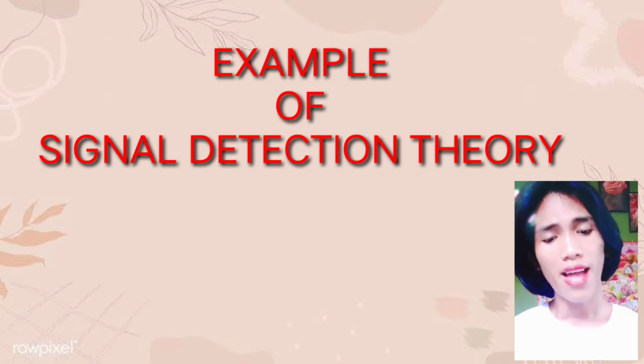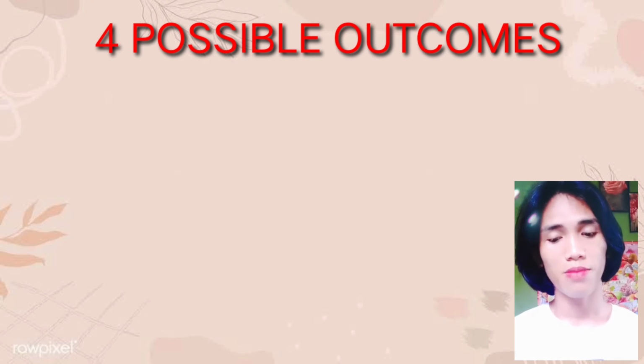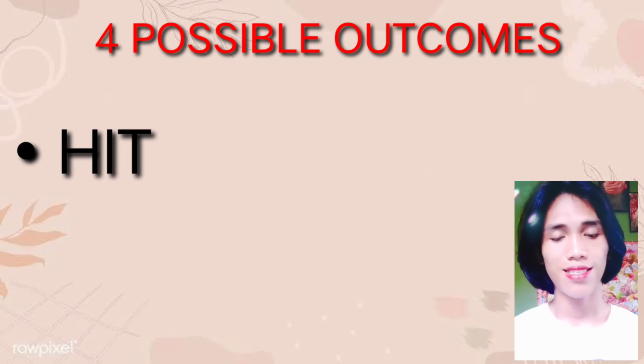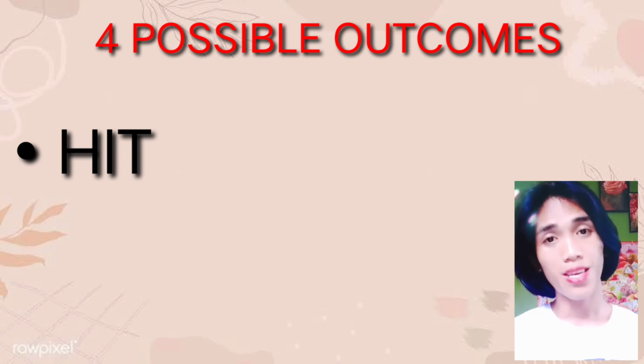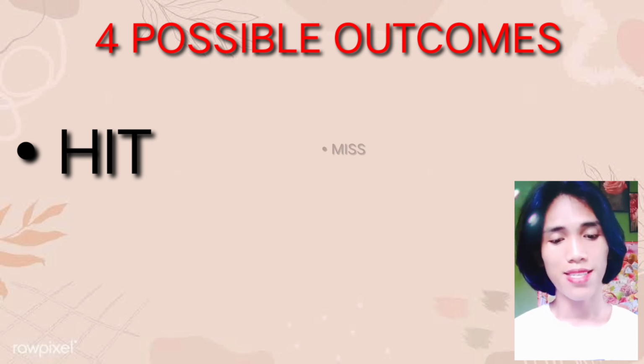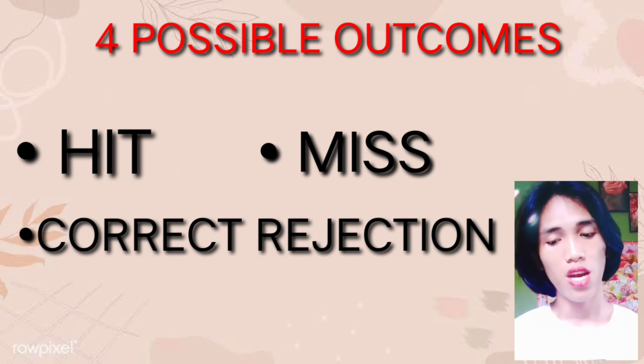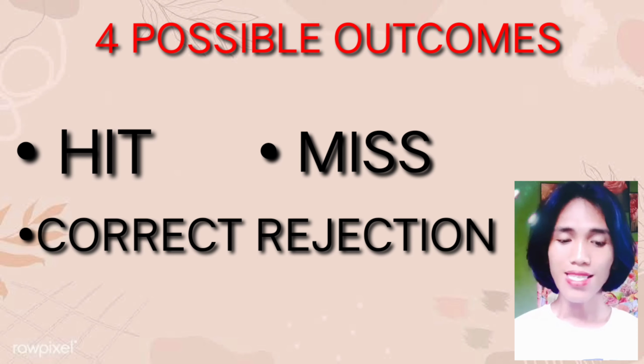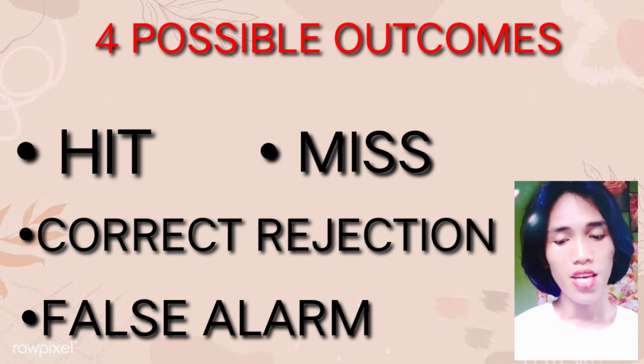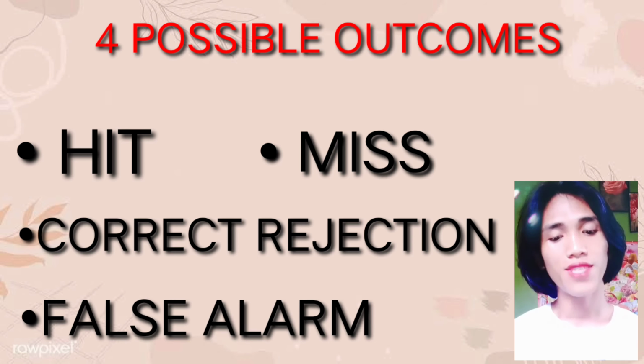Based on that, there are four possible outcomes. First is the hit. You get a hit when you correctly identify something you're supposed to say yes to, and that would be a proper email. Second is the miss. You miss something you should have said yes to. Third is the correct rejection. You properly say no to something that you should say no to. Lastly is the false alarm. You say yes to something that you should have said no to.